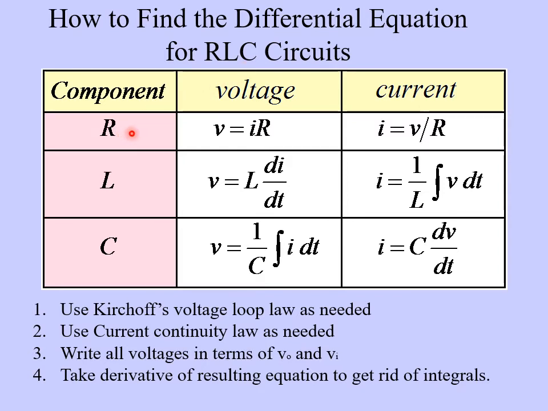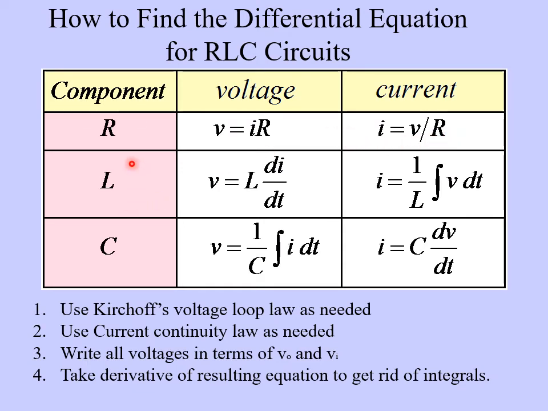For each of these components, R, L, and C, there's an equation for its voltage and likewise for its current. So for example, the resistor is the easy one. The voltage of a resistor is just, by Ohm's law, V is equal to IR. And likewise, we can solve for current. The current through a resistor is equal to the voltage across the resistor divided by the resistance. Okay, so this is the easy case.